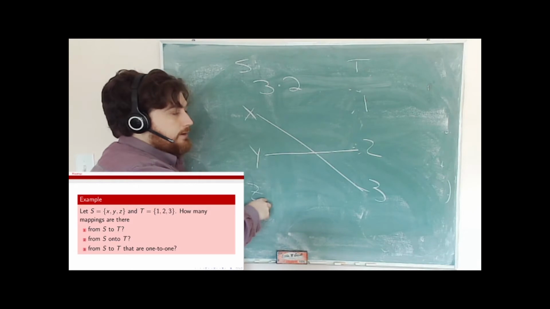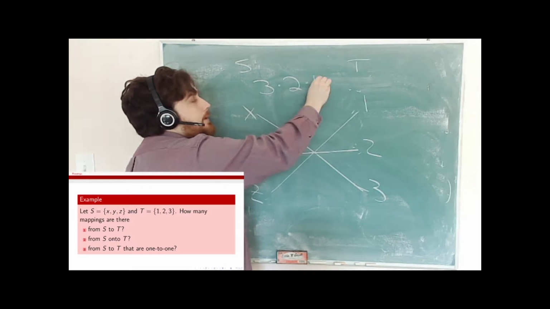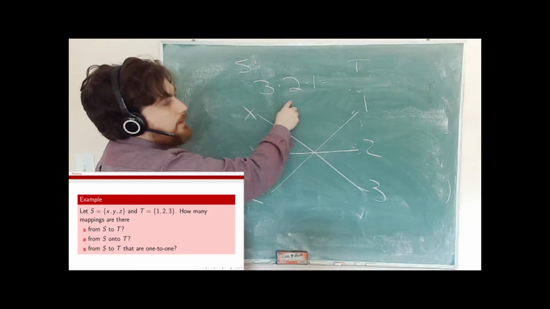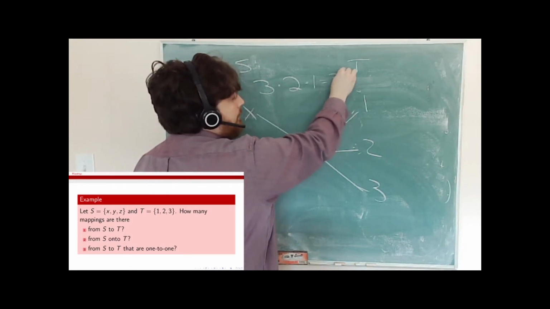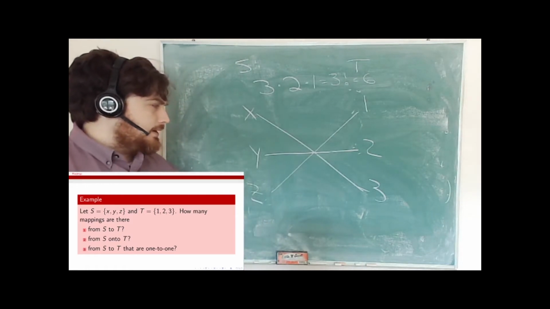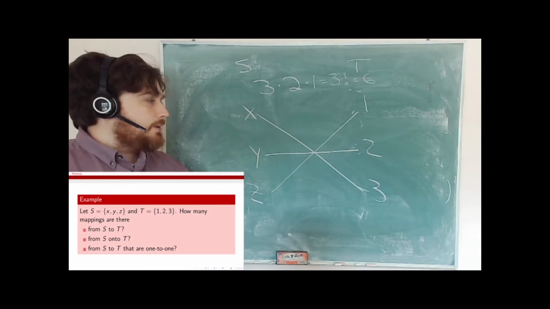Now when I get down to Z, notice that X has already gone to 3, Y has gone to 2, so there's only 1 option left for Z. So when I'm finding one-to-one mappings, notice that I would indeed have 3 times 2 times 1, or 3 factorial, which is also 6. And so in comparing here, we got the same number of onto as one-to-one mappings.